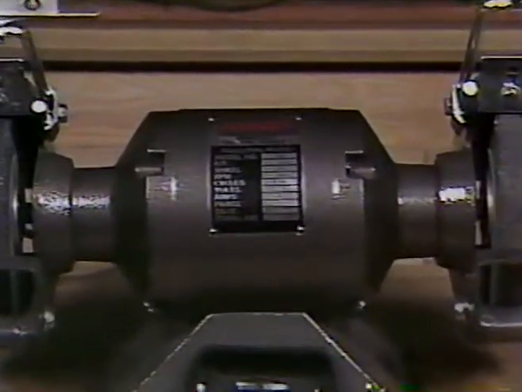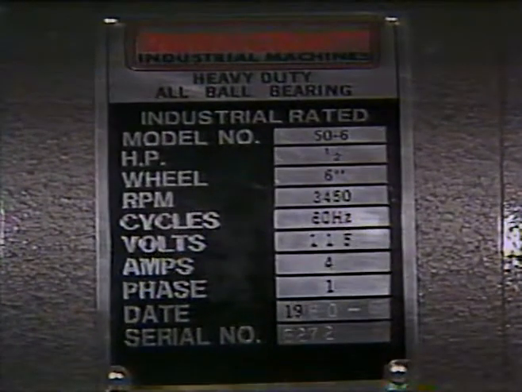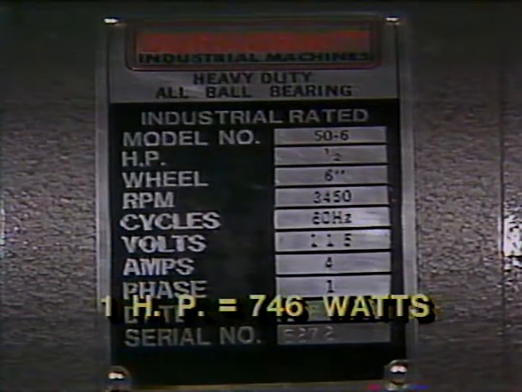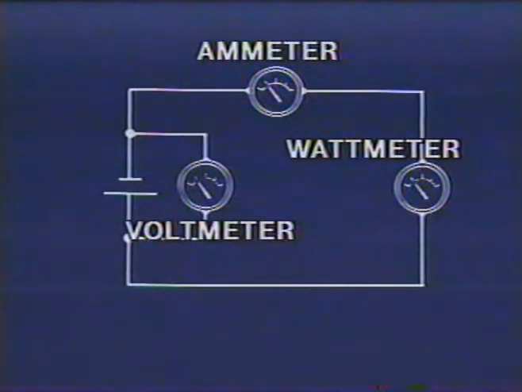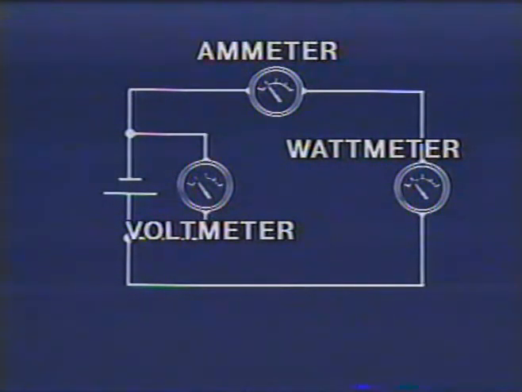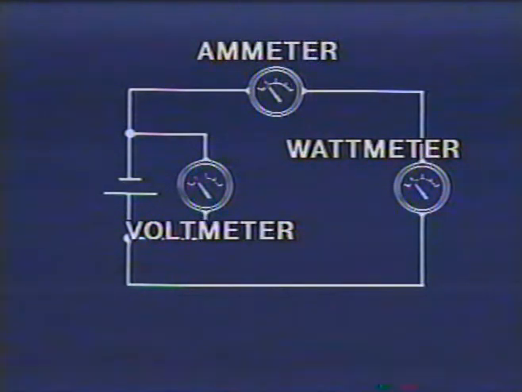Mechanical power units may be converted into electrical power units called watts. 1 horsepower is the equivalent of 746 watts. 1 watt of electrical power is expended when 1 volt causes 1 ampere of current to flow through a conductor. The symbol for electrical power is the letter W.